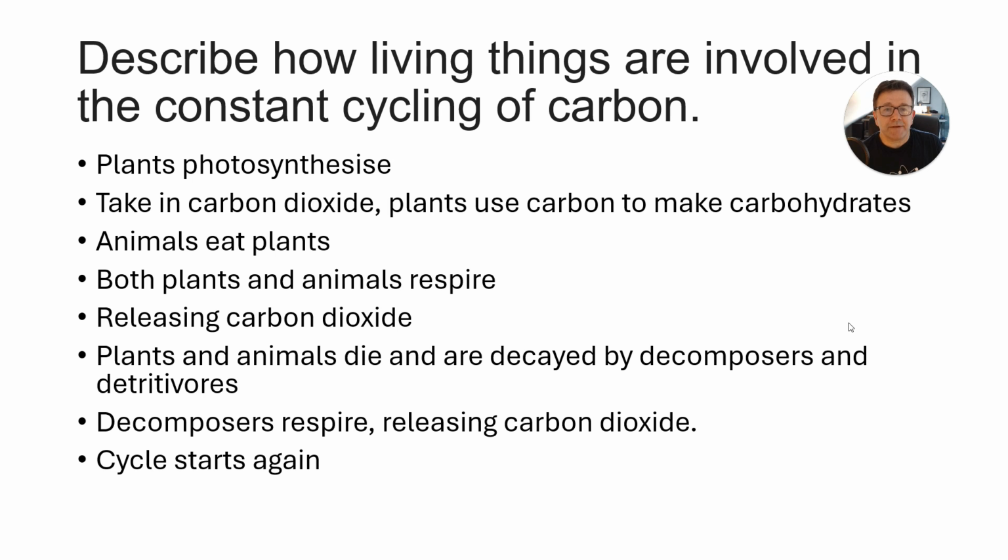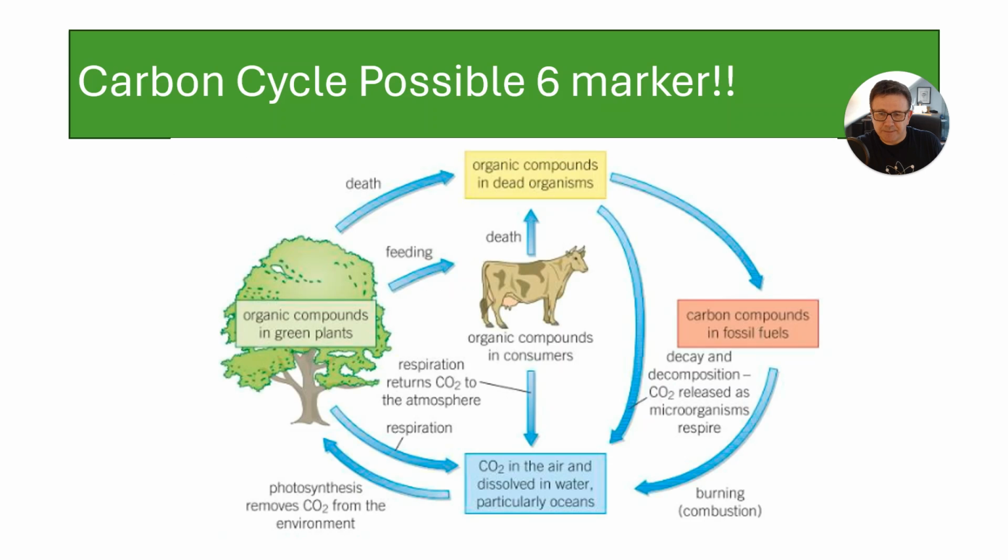Okay, what I've done is taken an exam question and got the mark scheme, and this is: describe how living things are involved in the constant cycling of carbon. You can see the answer is there, and you can have a look at that in a minute. The key thing is just remember that it's about cycling. So photosynthesis is going to remove carbon dioxide from the atmosphere.